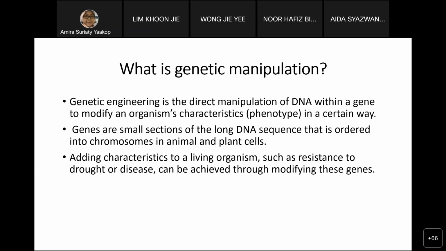Okay. So adding a characteristic to a living organism such as resistance to drought or disease can be achieved through modifying this gene. So meaning that if let's say you wanted a maize that can tolerate very limited water, you try to implement a gene for water resistance inside those plants. So this is what scientists are actually doing for plants like paddy, corn, something like that, right? So that we can increase the performance of the plants.